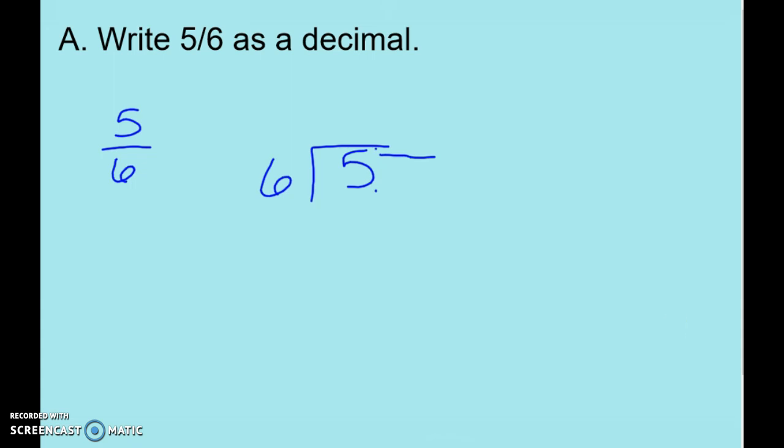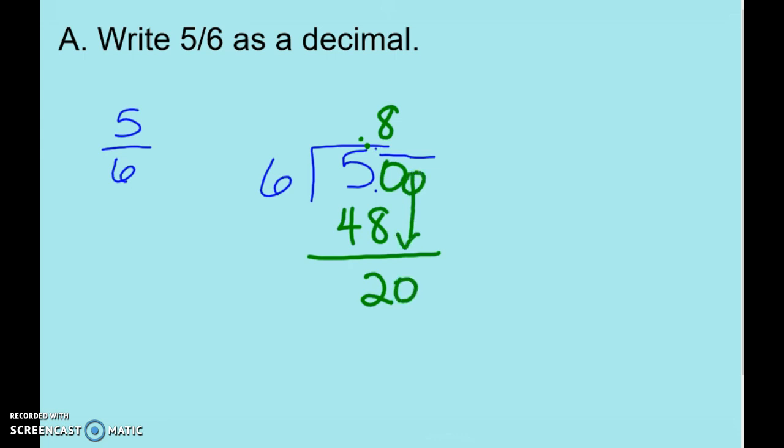So when we divide 5 by 6, we're going to add our 0. 6 does not go into 5, so we put our decimal point. 6 goes into 50 how many times? It's going to go 8 times. 6 times 8 is 48. We're going to go ahead and subtract. We've got to bring down our 0. We're going to add another 0 and bring it down. 6 goes into 20 how many times? It goes in 3 times.